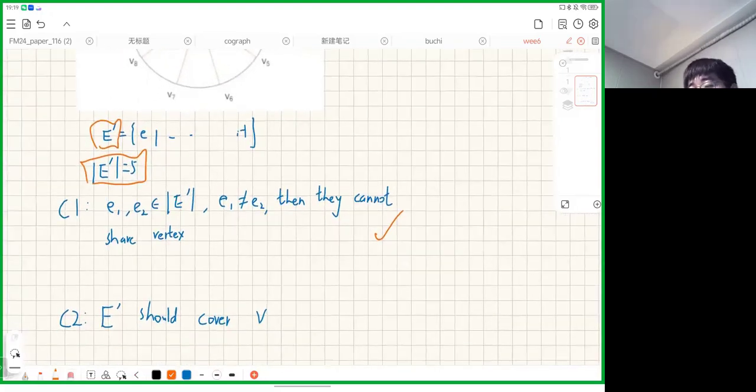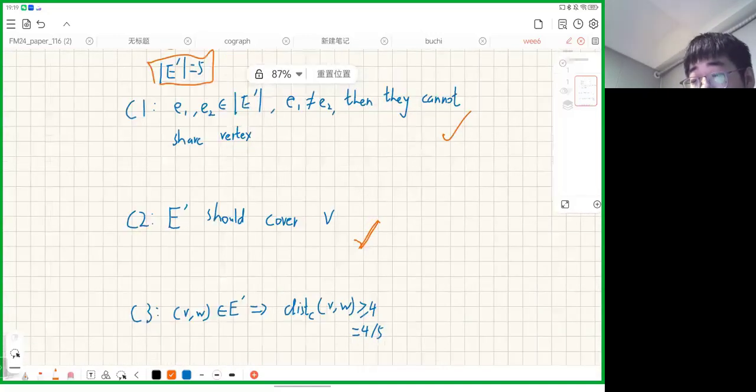And because claim 1 is correct, this means the E prime with 5 edges will use all the vertices. Because they cannot share a vertex, each edge will cover exactly 2 vertices and totally cover 10 vertices. And there are only 10 vertices, so it will cover everything.